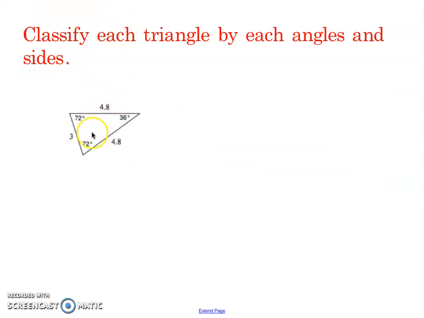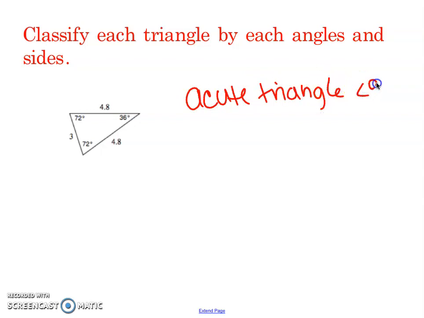So first, let's look at the angles. We have a 72-degree angle, a 72-degree angle, and a 36-degree angle. All of these angles are less than 90 degrees, so this is an acute triangle, okay? All angles are less than 90, so they're all acute. Then we look at sides. We have a side measure of 4 8/10, a side measure of 4 8/10, and a side of 3.